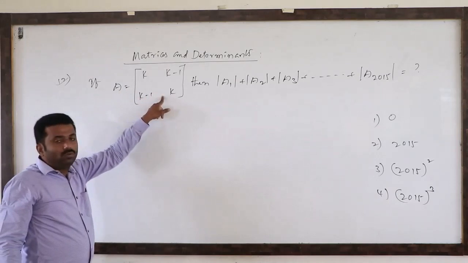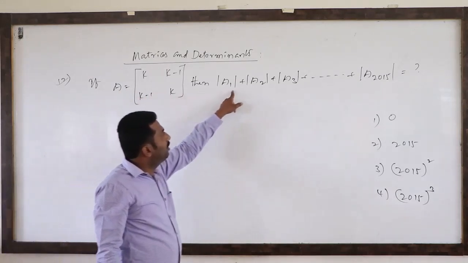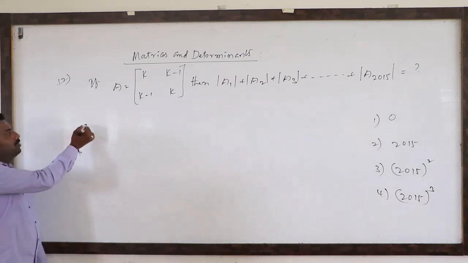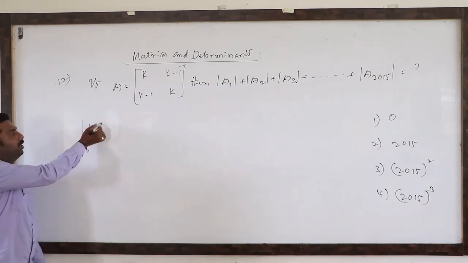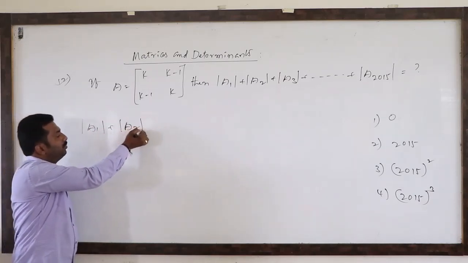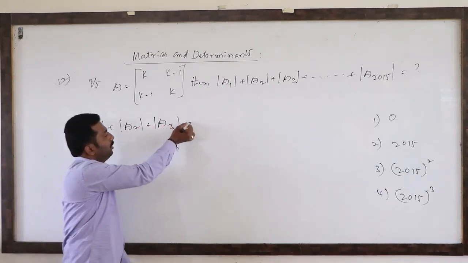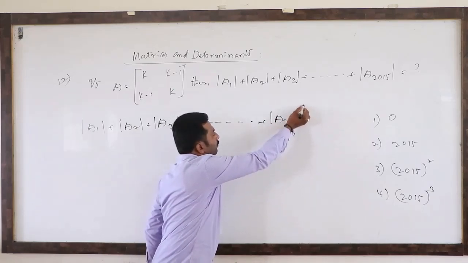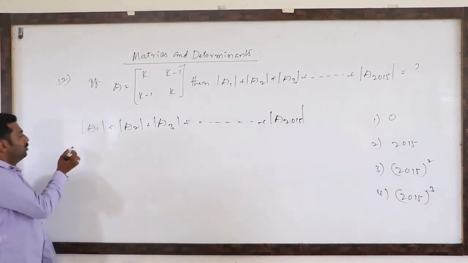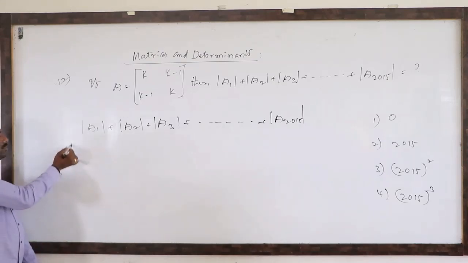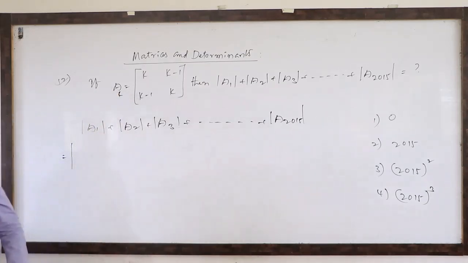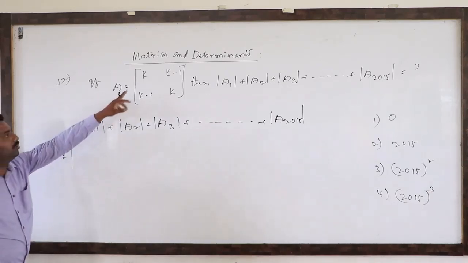If A_k is a square matrix of order 2 by 2, they are asking determinant of A1, determinant of A2, determinant of A3 and so on, up to determinant of A2015. So from this, determinant of A1 means you observe A_k equal to this one.